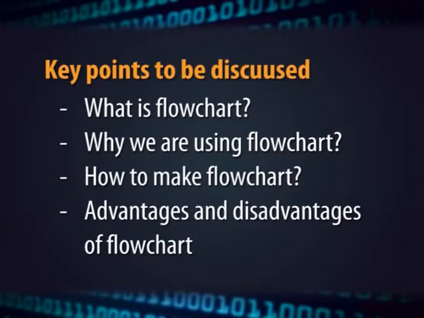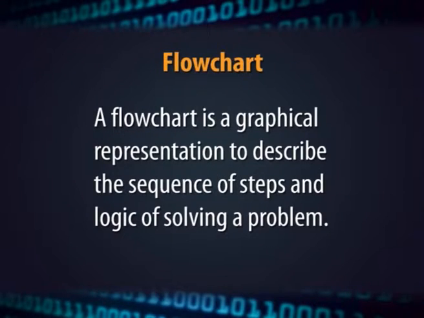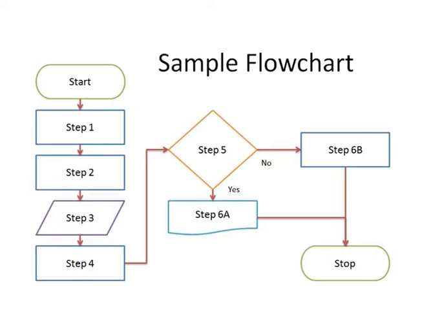Today we will discuss what a flowchart is, why we are using flowcharts, and how to make a flowchart, and we will also discuss the advantages and disadvantages of the flowchart. So a flowchart is a graphical representation to describe the sequence of steps and logic of solving a problem. A large number of programmers first make a flowchart of any problem, then write it in the programming language.